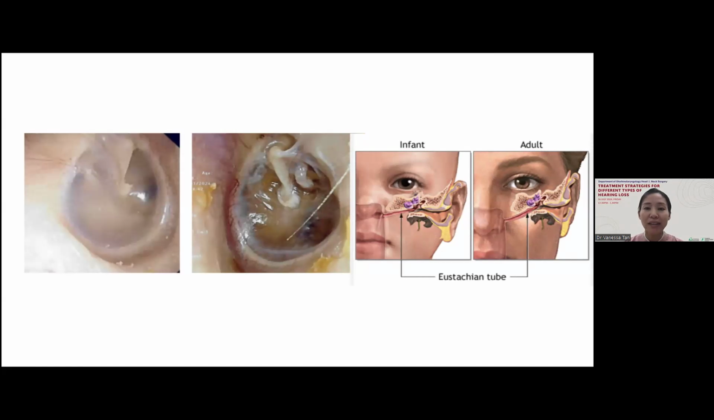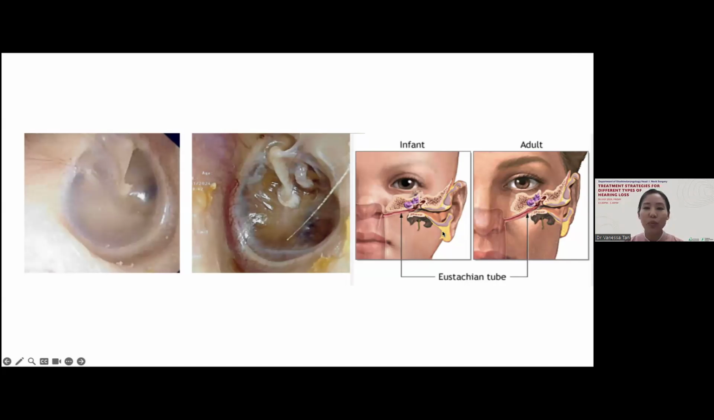So once again, to let parents of young children know that it is not infrequent that children get middle ear fluid, really because of the structure of the Eustachian tube. If you look at this picture, this is a Eustachian tube which connects the nose to the middle ear. You can compare that a child's Eustachian tube is shorter, more horizontal, and also narrower. For these reasons, fluid tends to accumulate more easily in a child's middle ear compared to an adult.